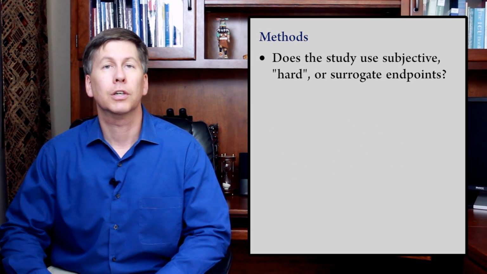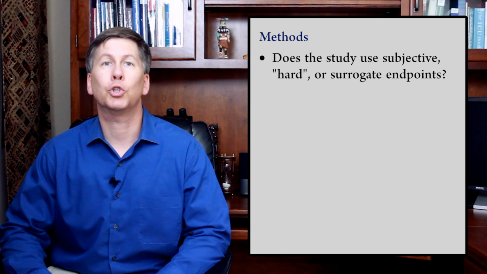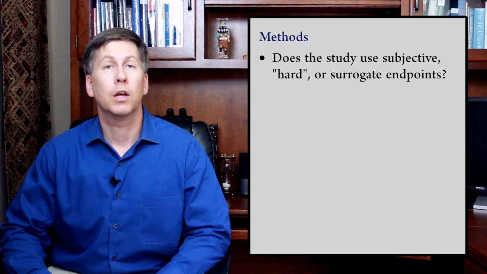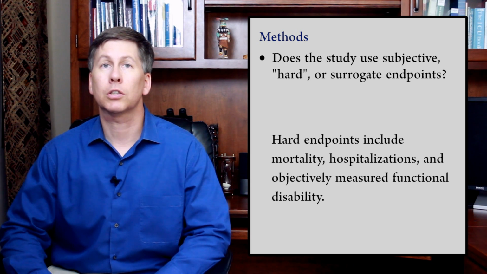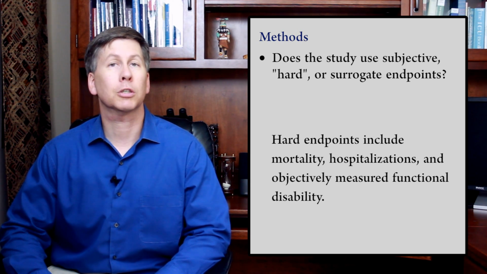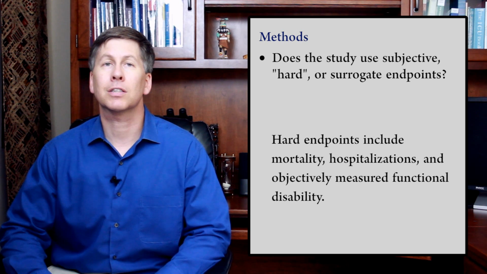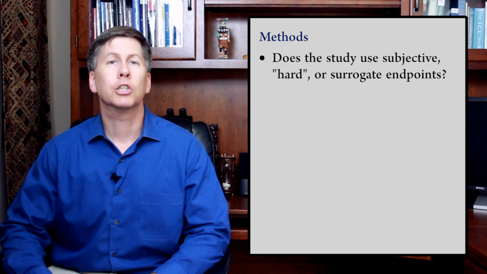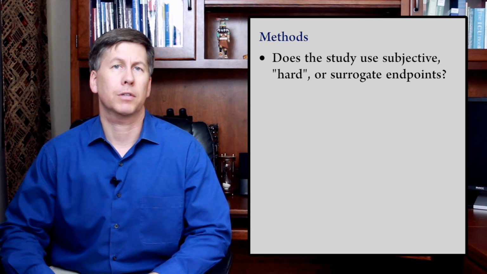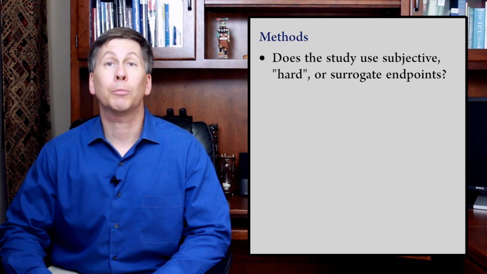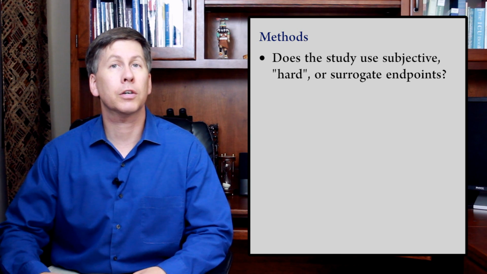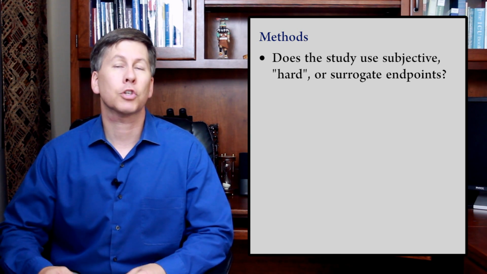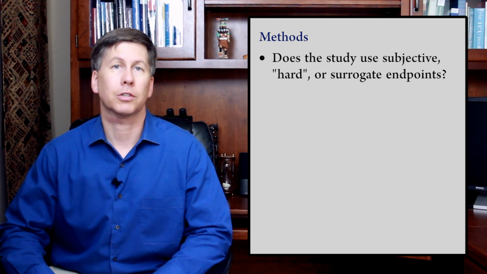In contrast, so-called hard outcomes are objectively measured endpoints which are of direct interest to the patient. This is primarily mortality, but could also be hospitalizations or objectively measured functional disability using a standardized assessment tool. So then, what's a surrogate endpoint? Surrogate endpoints are objective and are thought to be related to a patient-centered endpoint like mortality, but they themselves are not directly visible to the patient.